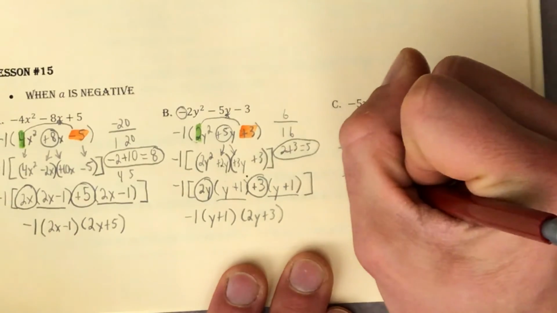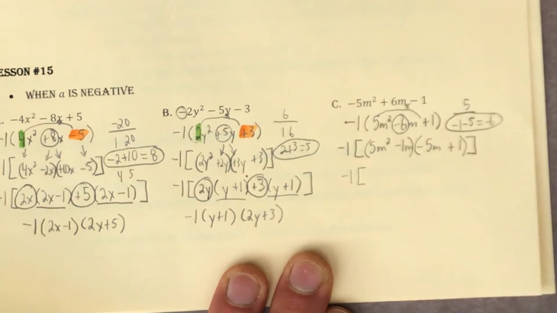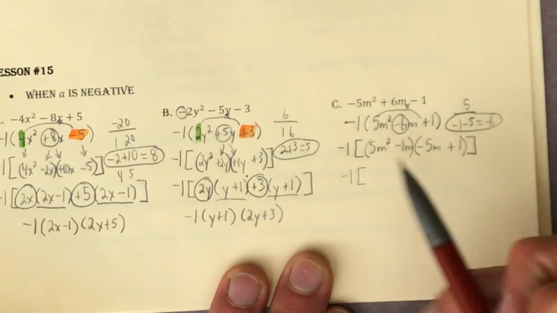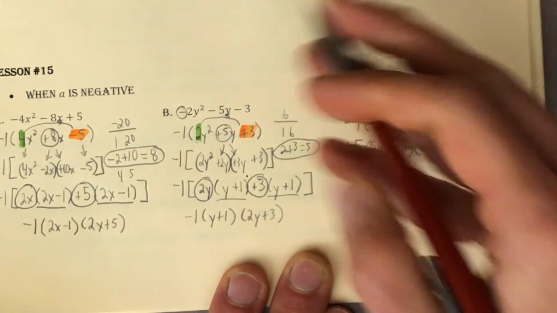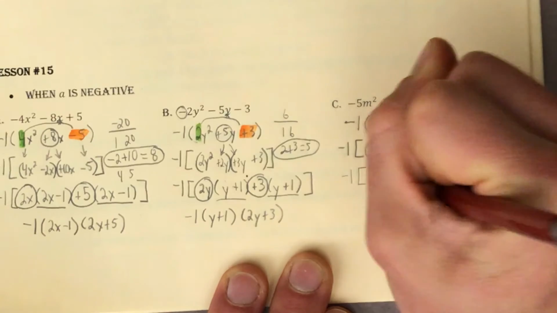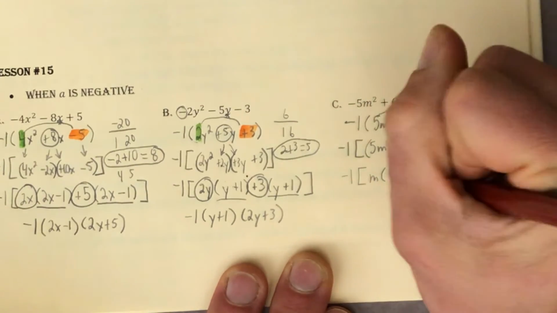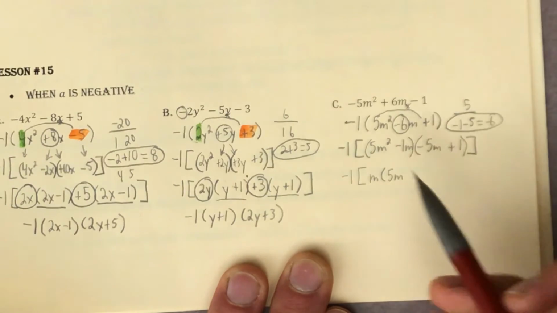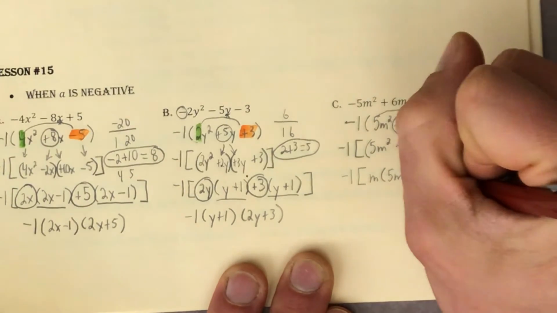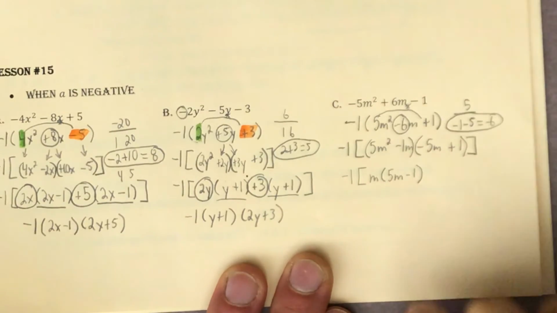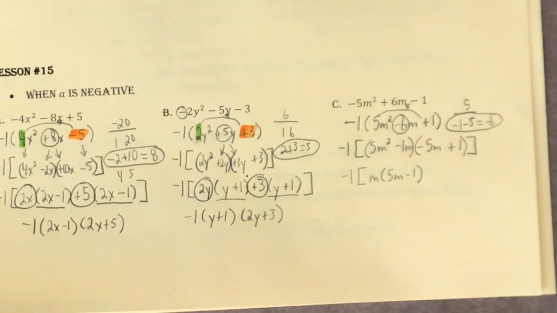So bring down our -1, bring down brackets. Then what's the greatest common factor of 5m squared minus 1m? Well, 1 and 5 only have 1 in common, but they both have m, so I'm going to factor out an m. Well, what did I multiply m by to get to 5m squared? Well, that would be 5m. What did I multiply m by to get to -1m? Well, that would be -1. So then I move on to the second grouping, negative 5m plus 1. What's the greatest common factor? Well, 5 and 1 don't have anything in common other than 1, and they don't both have m's, so I can't really bring anything out, can I?